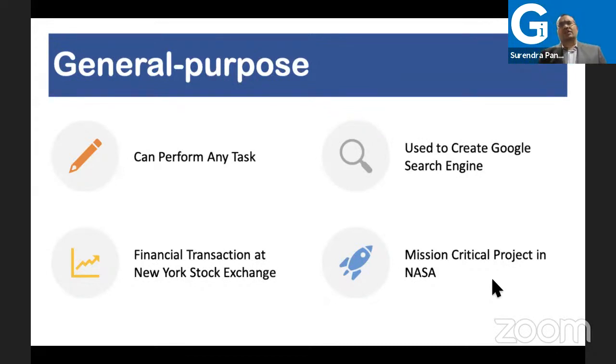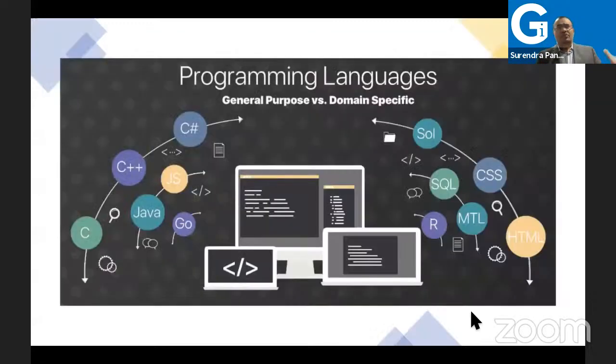Whatever I said about the language here, quickly again: Python is general purpose. It means you can perform any task. Like you can develop even a search engine. You can also use Python for New York Stock Exchange transactions, like financial transactions. Python is used at NASA also. So whichever company you would like to work for, you can perform the task. And that's why this language is so flexible, and you can make whatever kind of career you want to make.